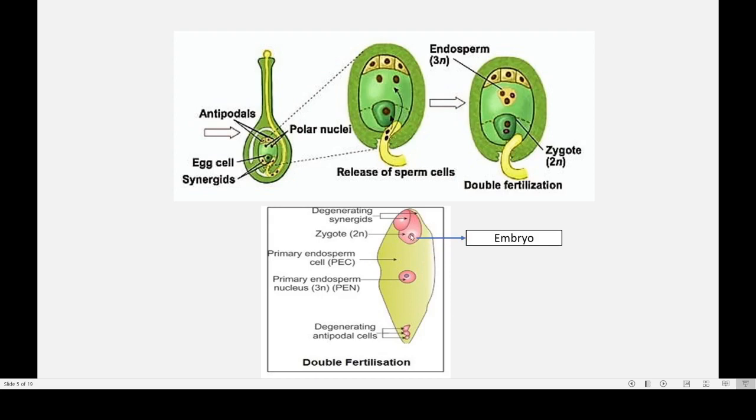After double fertilization, the zygote is going to develop into an embryo, and the primary endosperm nucleus will develop into the triploid endosperm. So after double fertilization, the zygote will give the embryo and the PEN will give the triploid endosperm. This embryo is responsible for the development of the new plant, and the endosperm is responsible for providing nourishment to this embryo.